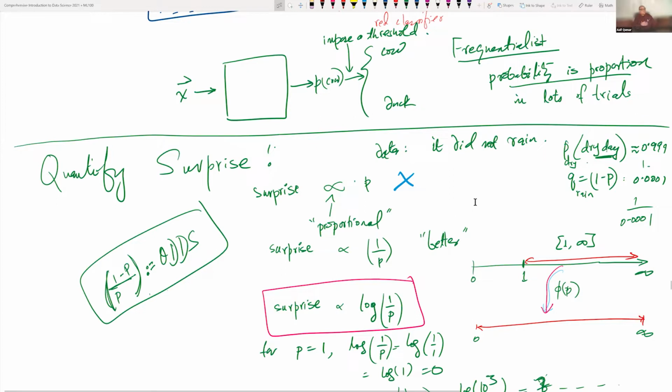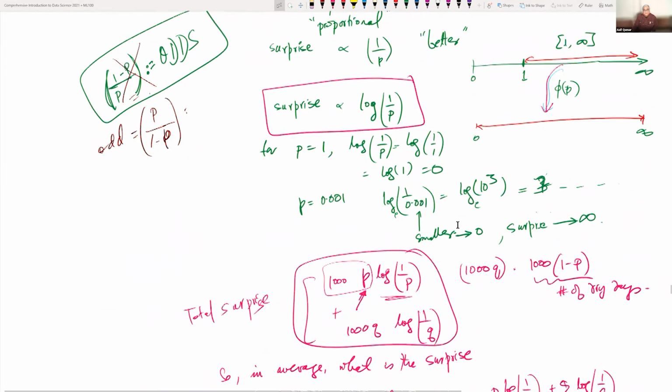Actually, I just noticed something. p over 1 minus p is the odds. This is a slight error, so if you are looking at it, fix it. I just noticed that I had put it upside down. The odds of something happening is the probability of its happening over the probability of its not happening. It slipped me. Okay, good that I noticed it. So that's that. So total surprise.